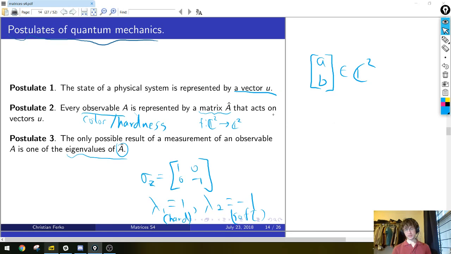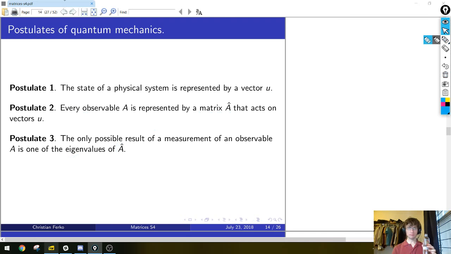Okay, questions or thoughts on the first 3 postulates? I have none. Okay, 3 more.